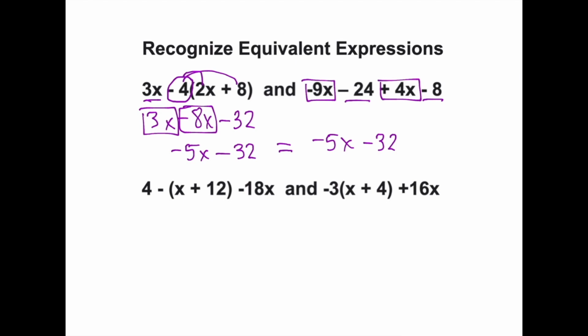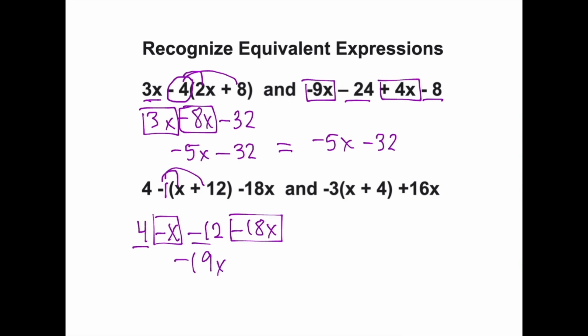When you have a negative in front of parentheses, you have to distribute that negative through. It's like multiplying by a negative 1. Negative 1 times x is negative x, and negative 1 times 12 is negative 12. We have the 4 to bring down and the minus 18x to bring down. Now we have a negative x that we can combine with a negative 18x. That gets us a negative 19x. And 4 minus 12 is negative 8.